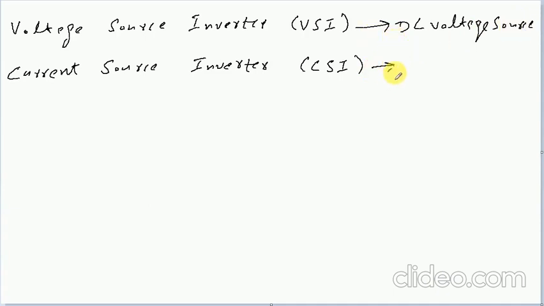Well, there is also the case in which, for some applications, specifically high power AC motor drives, we consider that the input to the inverter is a DC current source. Such types of inverters are termed as current source inverters.